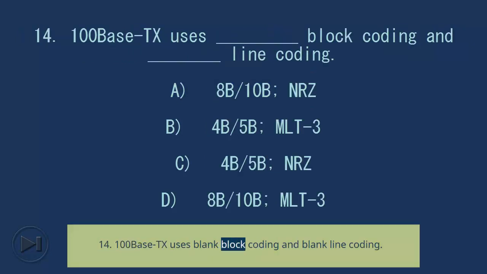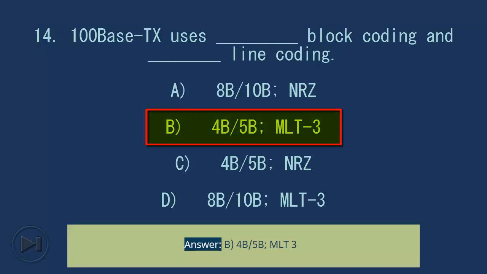14. 100Base-TX uses blank block coding and blank line coding. A. 8B/10B, NRZ. B. 4B/5B, MLT3. C. 4B/5B, NRZ. D. 8B/10B, MLT3. Answer, B. 4B/5B, MLT3.